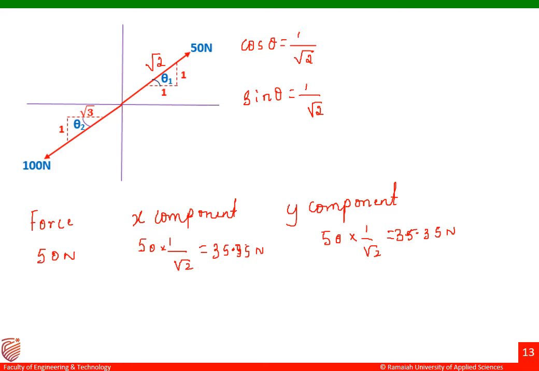By seeing the answers, we can make out that the 50 Newton force is making an angle of 45 degrees with respect to the horizontal. Why? Because both my x component and y component are the same. If both the components are the same, that means the given force is making an angle of 45 degrees with respect to the horizontal. Okay, so this completes my resolution of the first force, that is 50 Newton.